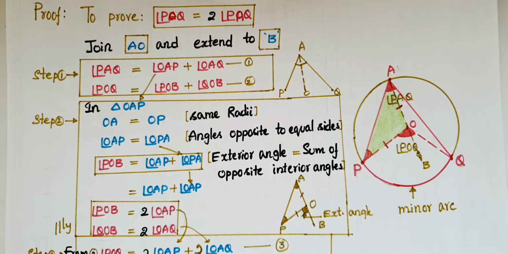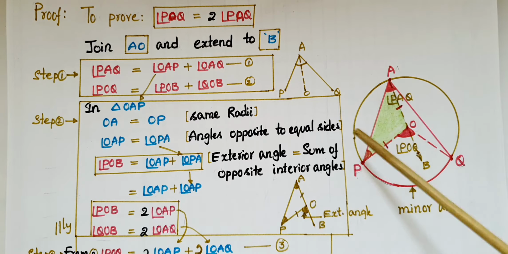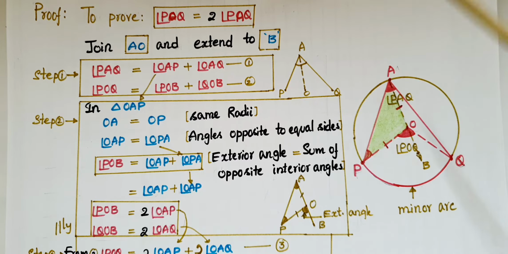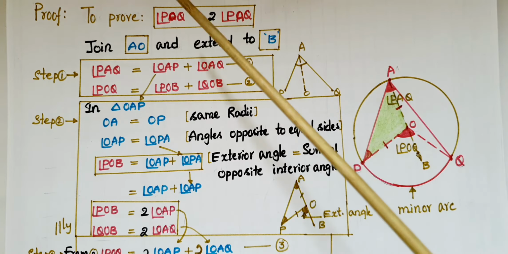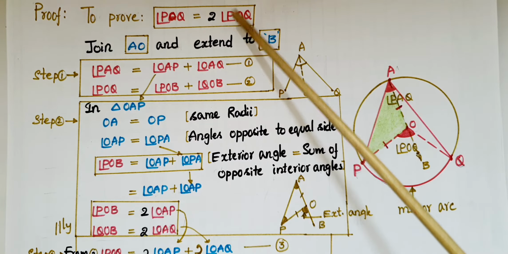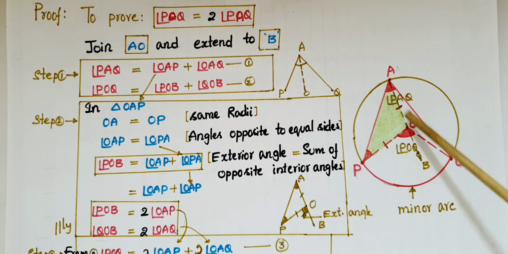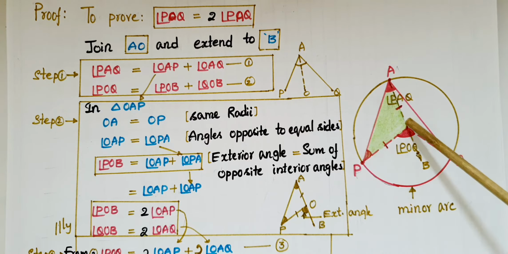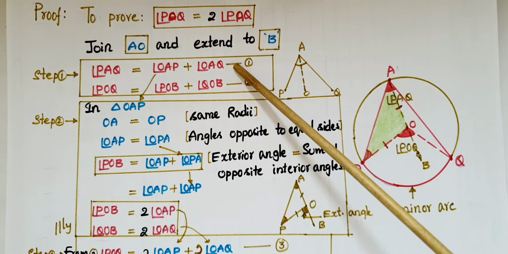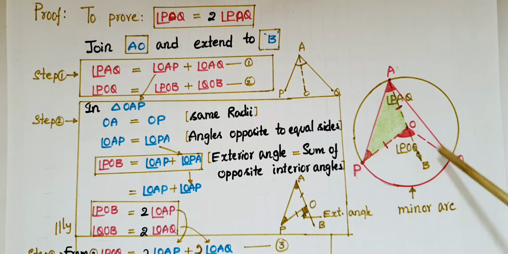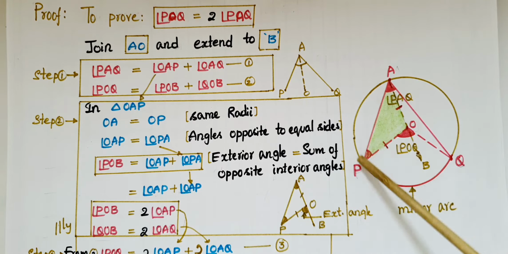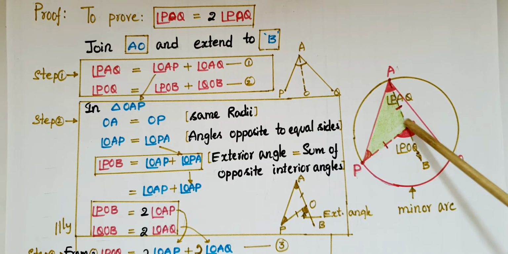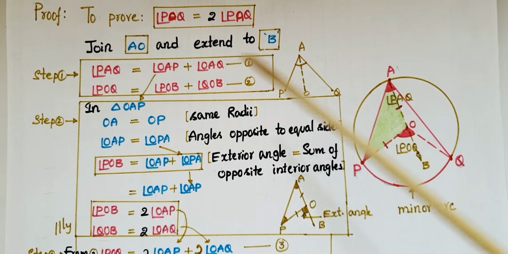Now we have to prove that angle POQ is equal to twice of angle PAQ. So for that, first join AO and extend this line till B. Here we have to prove the relation between these two angles. So angle PAQ we can write as angle OAP plus angle OAQ. So this is the first equation, and angle POQ we can write as angle POB plus angle QOB. The sum of these two angles is angle POQ.